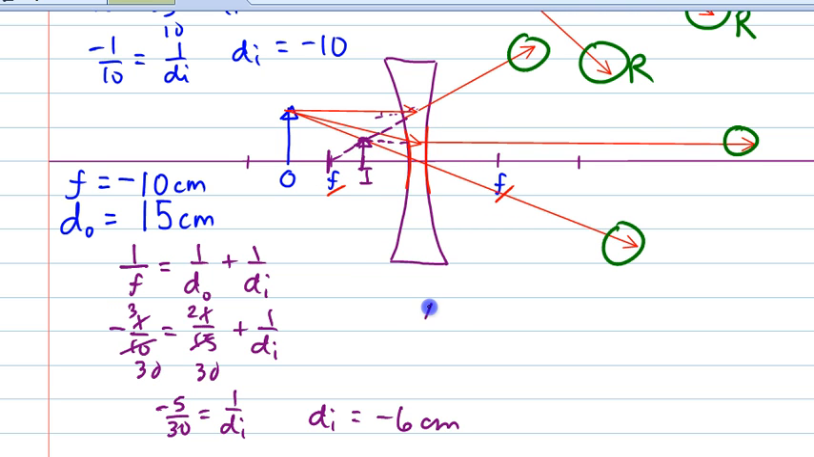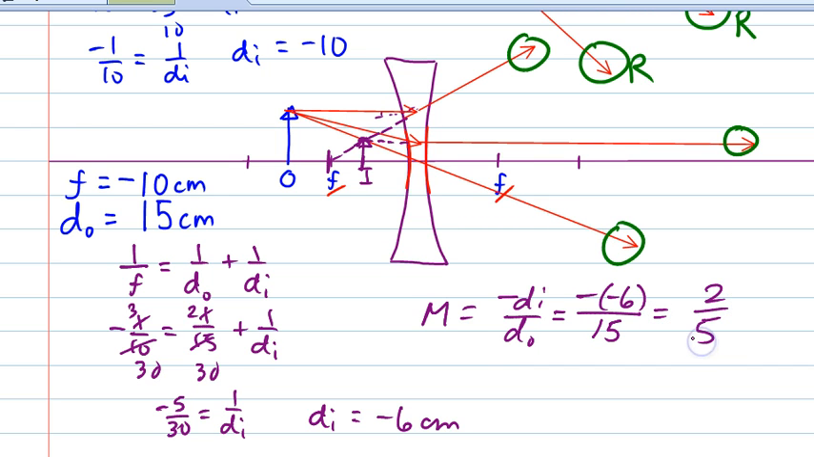And the magnification is negative di over do. So that's negative of negative 6 divided by do, which is 15. Well, we're talking about, if I can do math, about 2/5. And it looks reasonably small compared to the object.